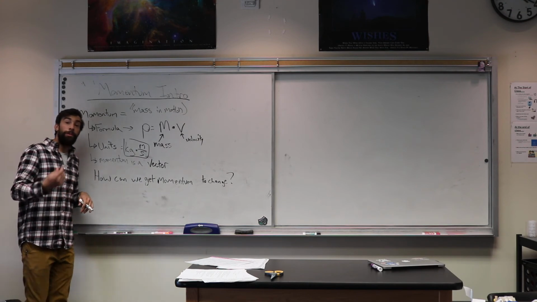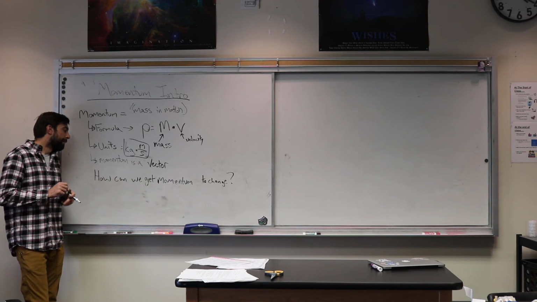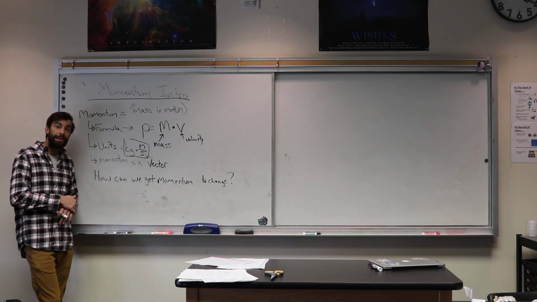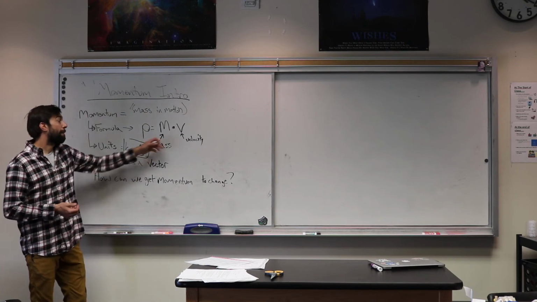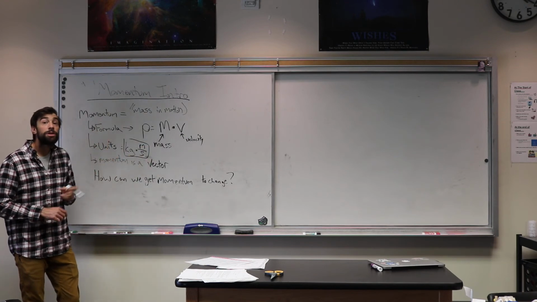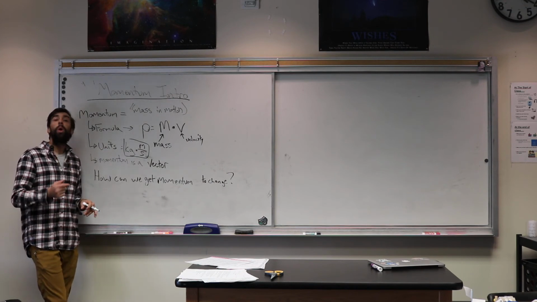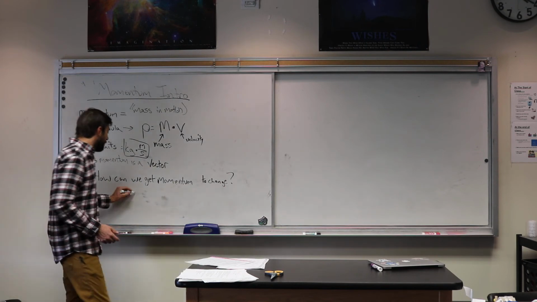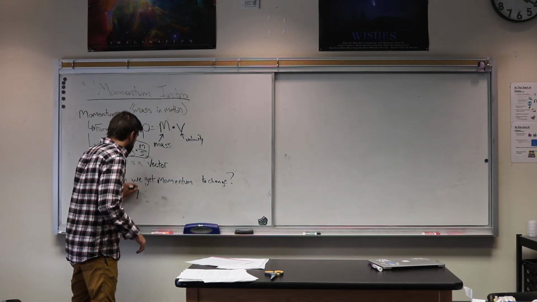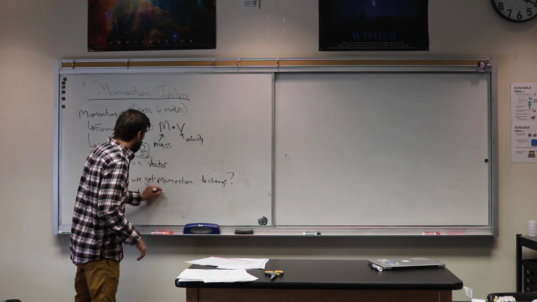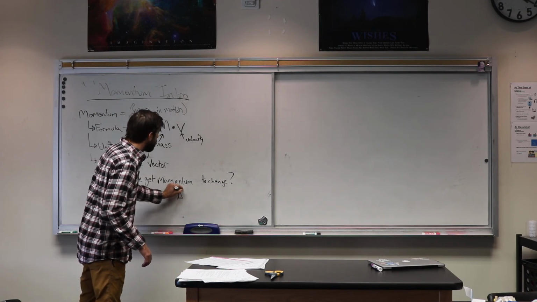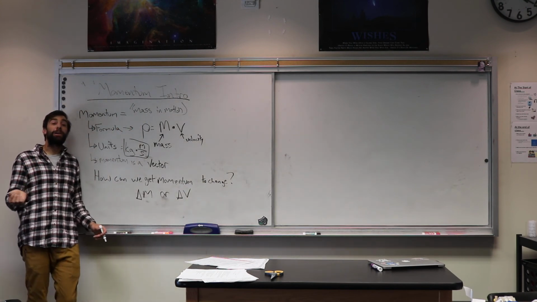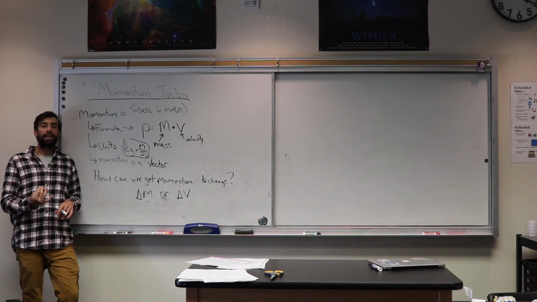And the last question before we end this video, pretty short video today, is how can we get momentum to change? Well, there's two ways. Momentum is comprised of mass and velocity. So if either the mass changes or the velocity changes, our momentum will change. So we can either change our mass or change our velocity. And remember, the triangle is the symbol delta, and that just means change.